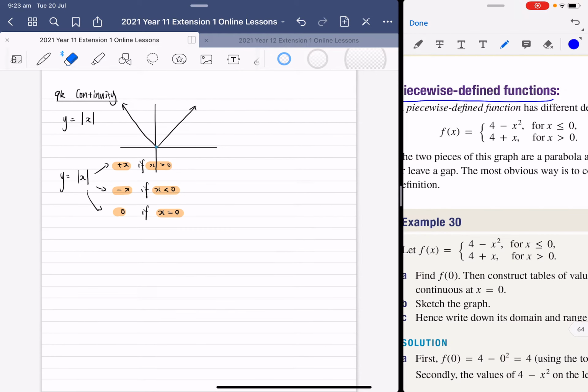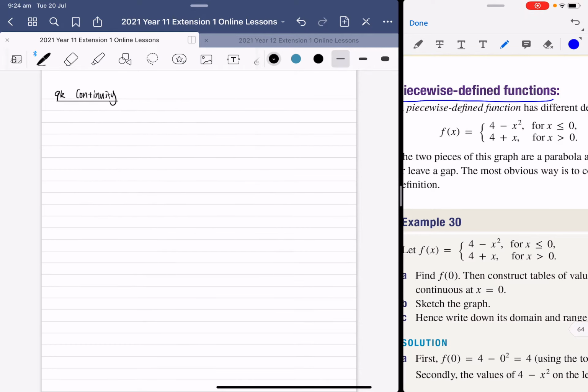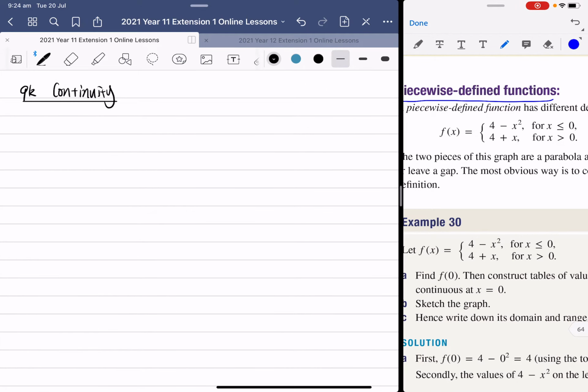I'm just going to show you how to sketch the piecewise function. The first example here is a piecewise defined function. If we use the first example they give us, f(x) is broken down into 2 parts: 4 minus x squared and 4 plus x. This is for x less than or equal to 0, and that's for x greater than 0.